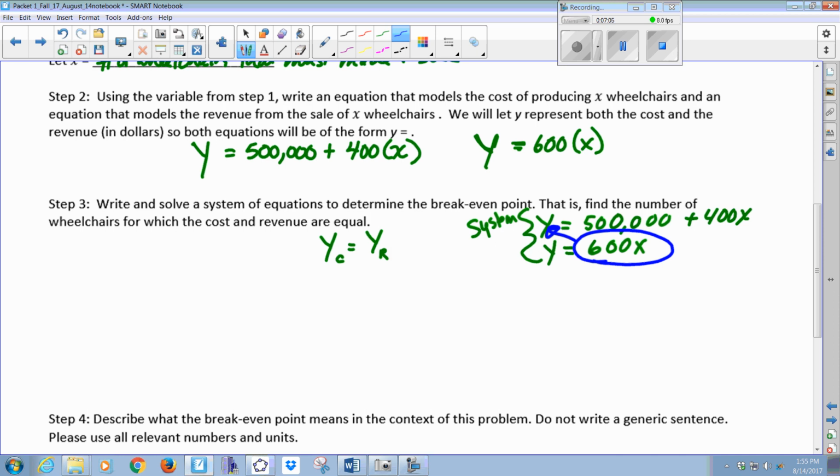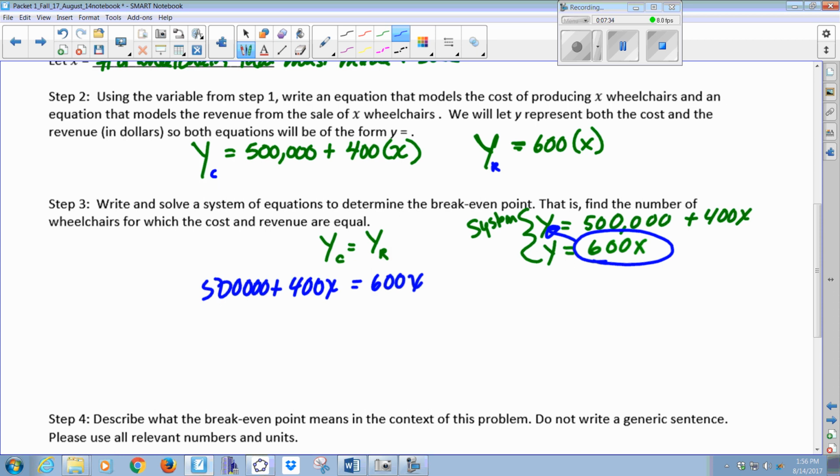Or another way to think about it is the idea I started to tell you about, which involves the same mathematics. When does y_C equal y_R? When does the cost equal the revenue? Total cost equal the total revenue. So we have 600x is our total revenue, and 500,000 plus 400x is our total cost.